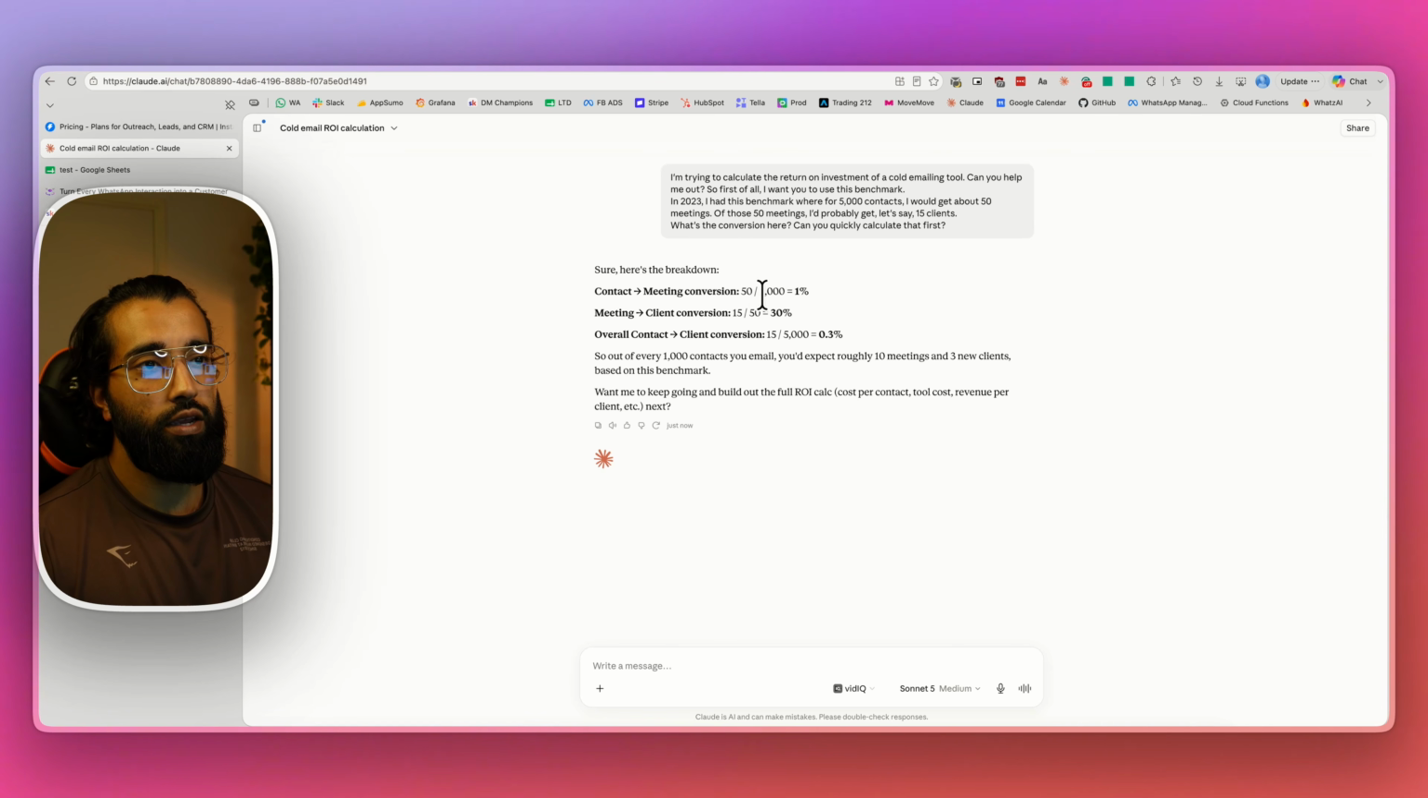All right, so contact to meeting is about 1%, right? Meeting to client, that's 30%, that's good. So you can see 0.3% of those contacts got converted into clients. But here's the thing, this was before AI and before cold emailing blew up like crazy. Because these results were actually really good, and unfortunately they've gotten a lot harder.